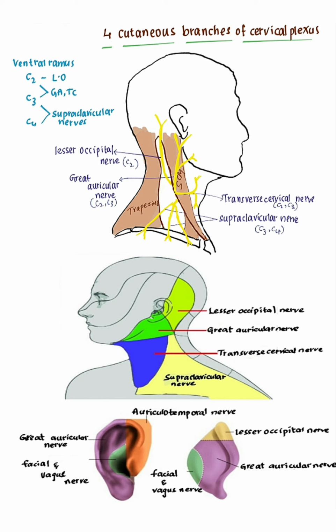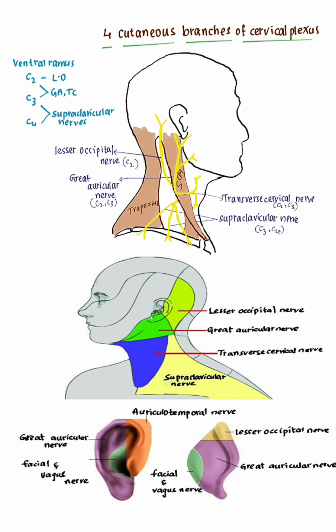Lesser occipital nerve arises from the ventral ramus of the C2 spinal segment. It passes upwards along the posterior border of sternocleidomastoid and supplies the skin of the upper one third of the medial surface of the auricle and the adjoining part of the skull.